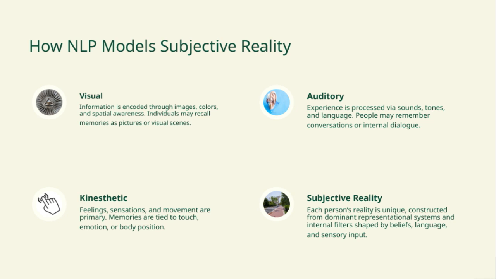Understanding these differences is crucial in NLP because it shows us how subjective reality is constructed differently by each person. It helps us grasp why people might respond differently to the same situation and allows us to tailor communication more effectively. In essence, NLP models subjective reality by recognizing that everyone filters and perceives the world through their unique representational system. This awareness is key to developing better understanding and connection.